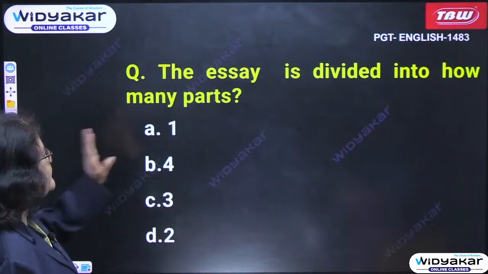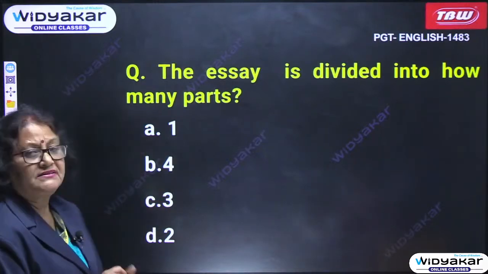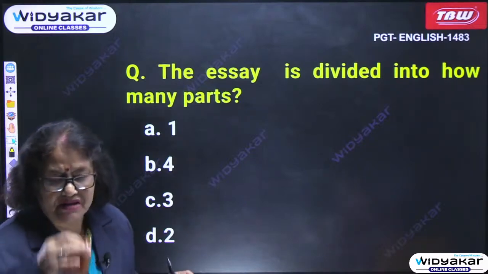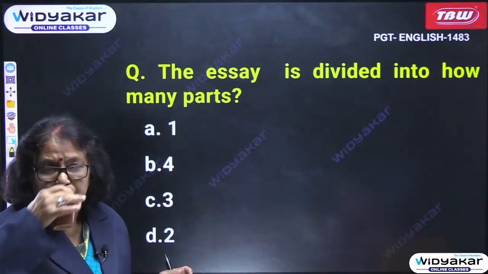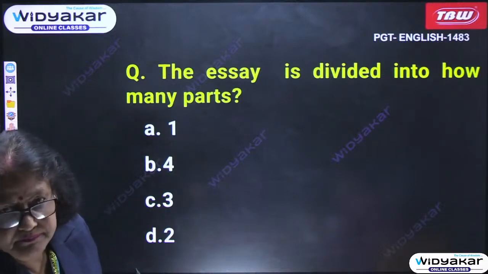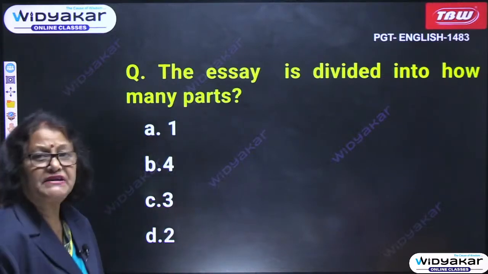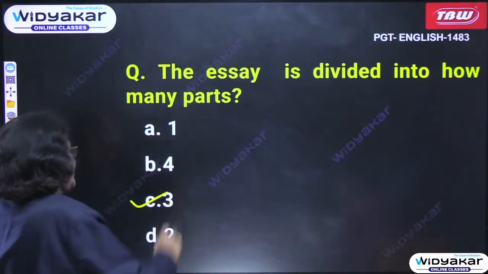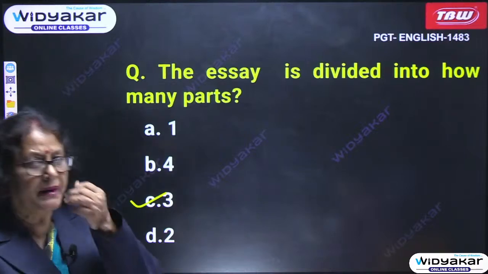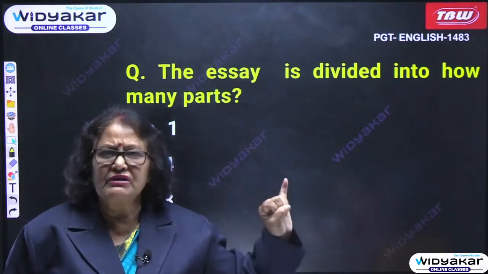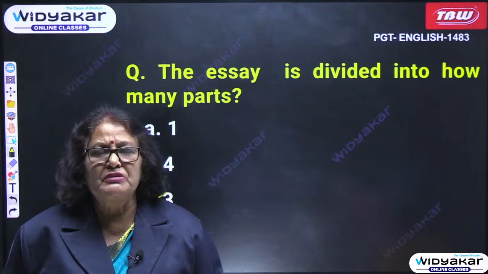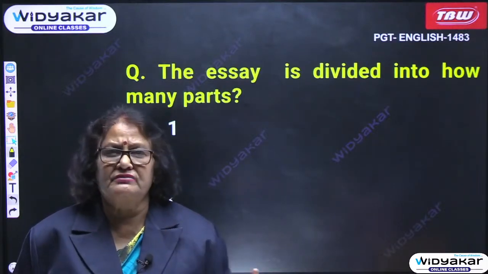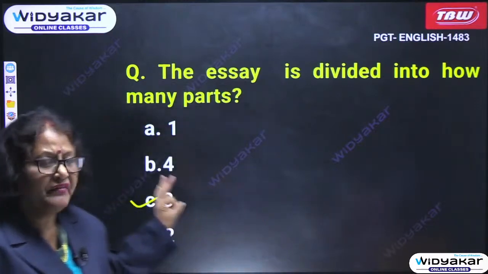Next, the essay is divided into how many parts? It is divided into 3 parts. In the first part Eliot talks about tradition. In the second part he talks about the theory of impersonality. Then the third part is the conclusion. It is divided into 3 parts.